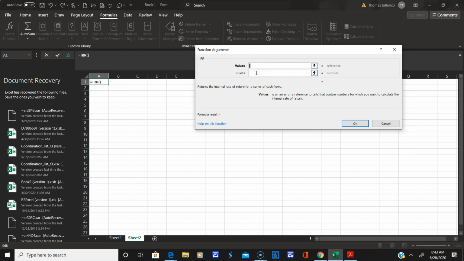Now, if you leave the guess blank or 0, it'll do its own guess, and most of the time you'll be close. But internal rate of return is a very complex function, and there could be multiple internal rates of return, so it'll drive you crazy. Let me show you how to do this simply. Again, don't try to calculate this with an equation.